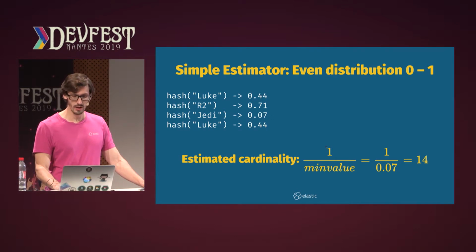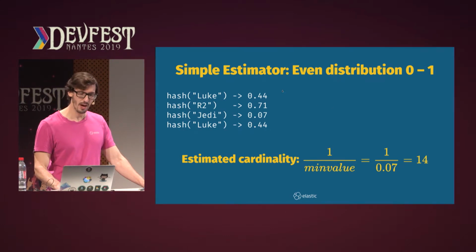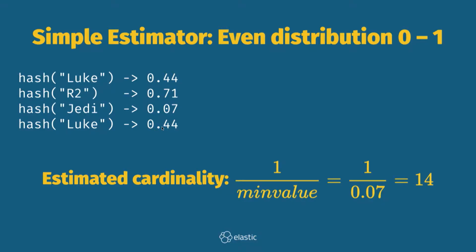And then what you do is you divide 1 by that minimum value, and this gives you approximately how many unique values there are. The idea is, if you have a hash function that evenly distributes all your values, the smallest one should approximately show you how many unique values you have. The problem is that this might still be off by quite a bit and is not very exact. So there are other ways to make this work better.